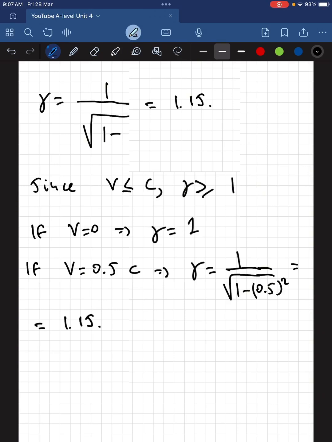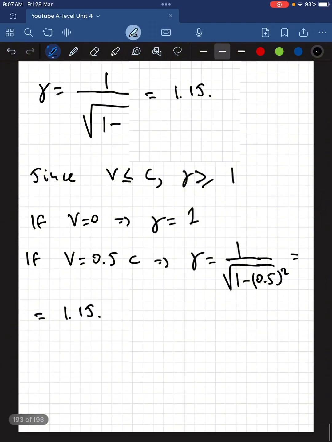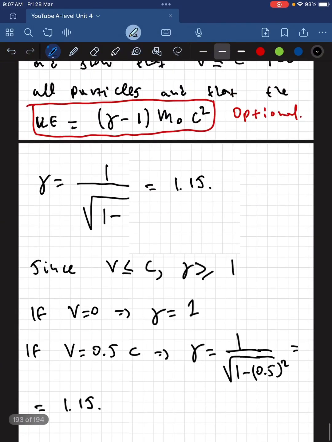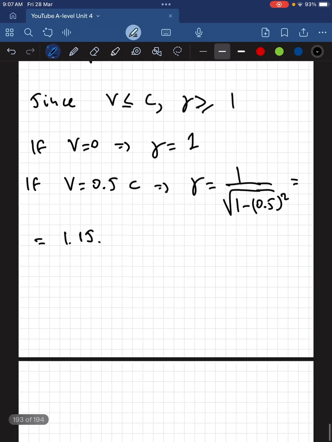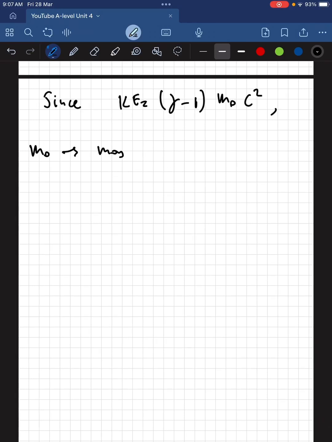So let's mention one more thing before moving on. Since kinetic energy is (gamma minus 1) mu c squared, and by the way, mu is the mass of a particle when v is 0, that's why it's called the rest mass. It's the mass of a particle when it's not moving.